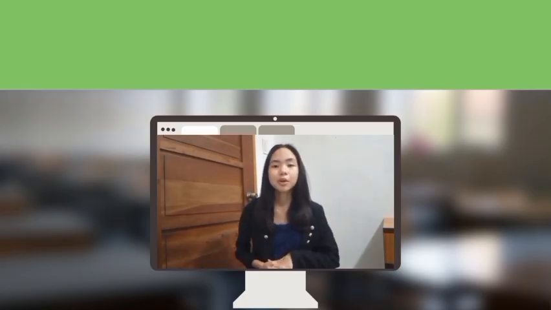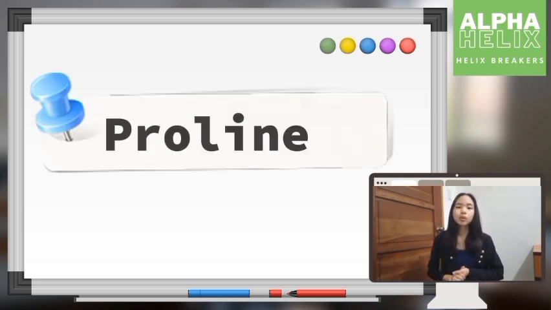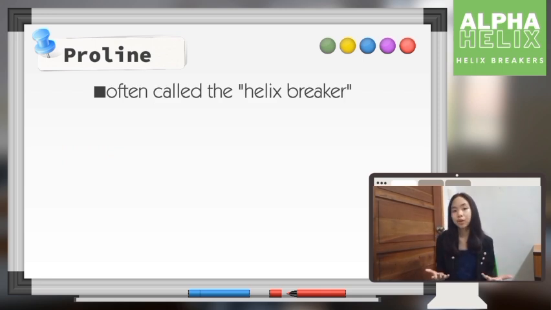But not all amino acids play nicely in a helix. Some disrupt it completely, and we call them helix breakers. So let's explore the two main ones. So first we have the proline. So proline is often called a helix breaker.